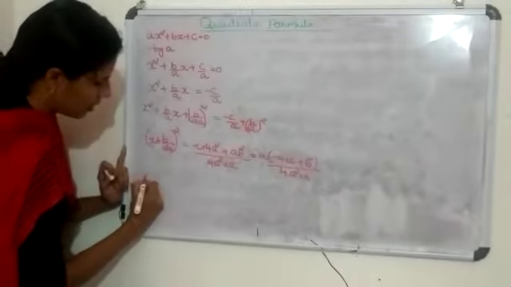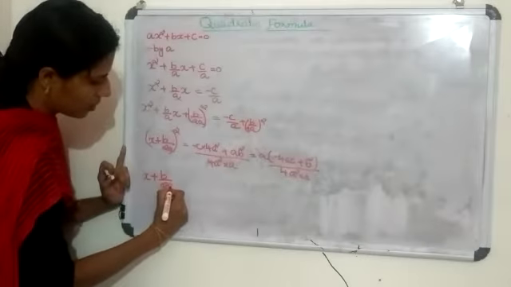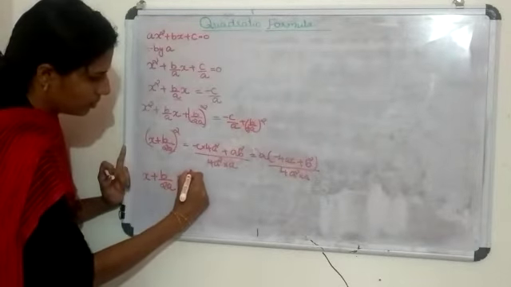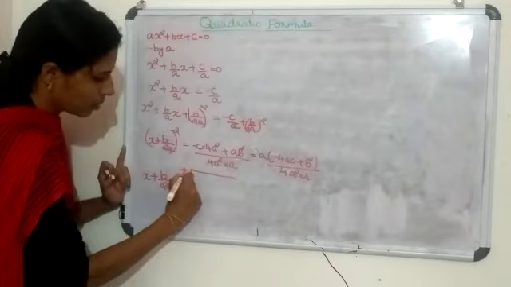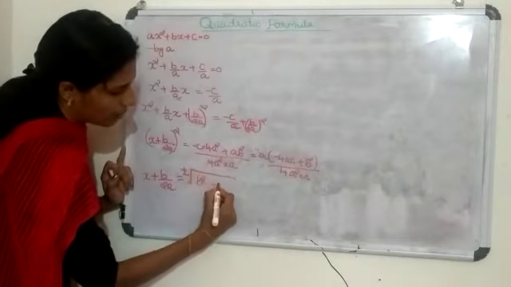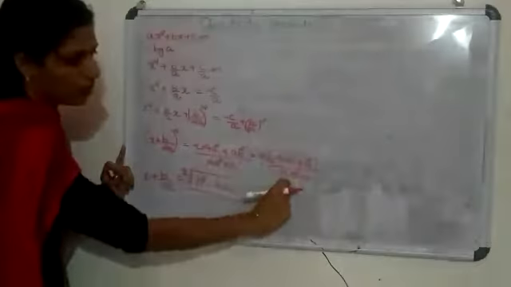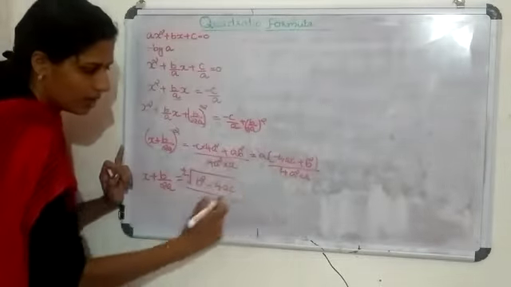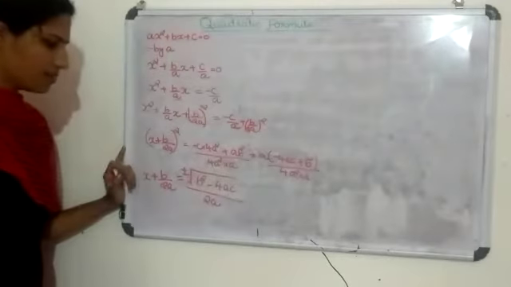So x plus b by 2a will become the square root of, before that, don't forget to write plus or minus, square root of b square minus 4ac divided by 4a square. Taking the square root, we will get 2a.